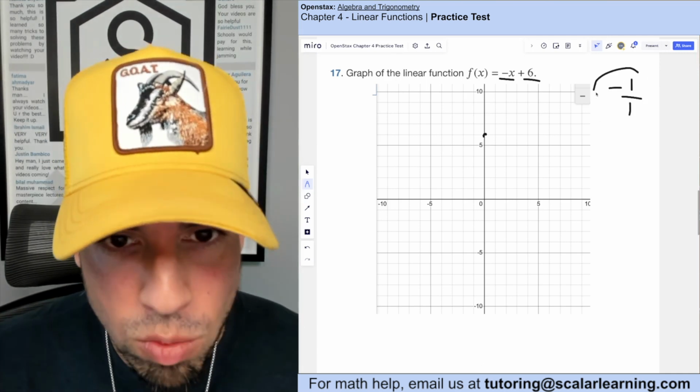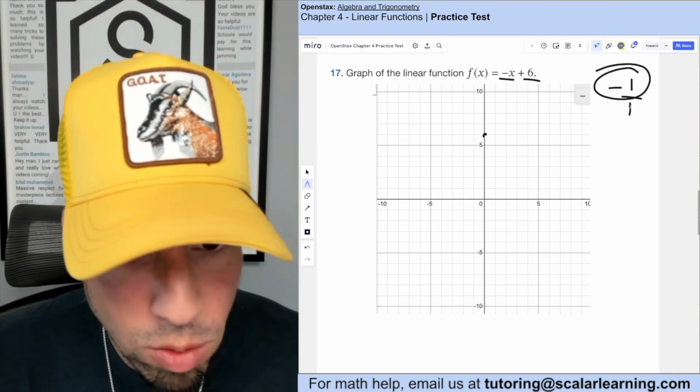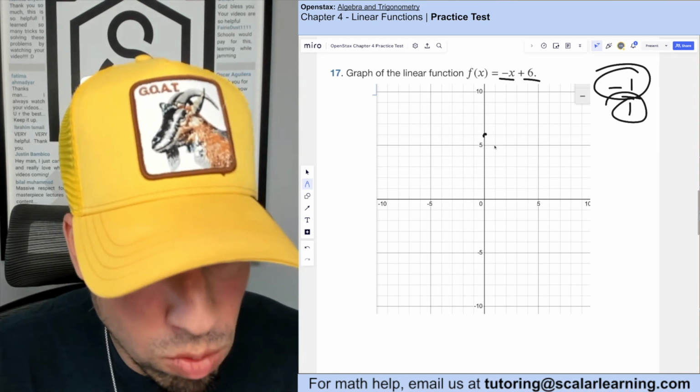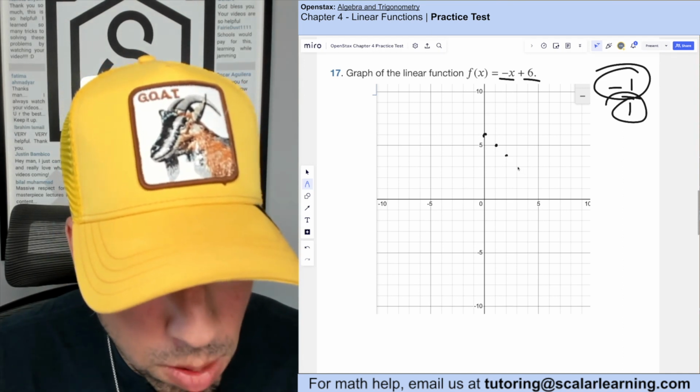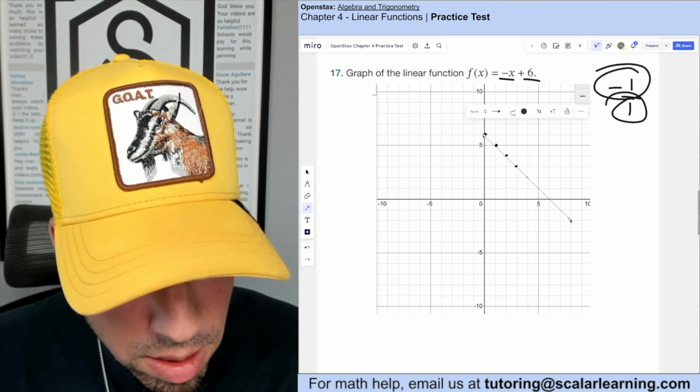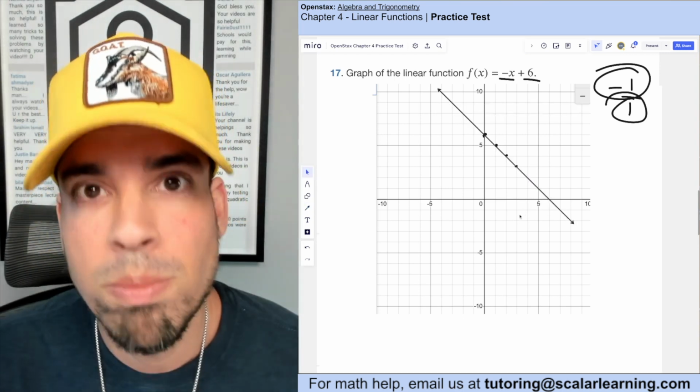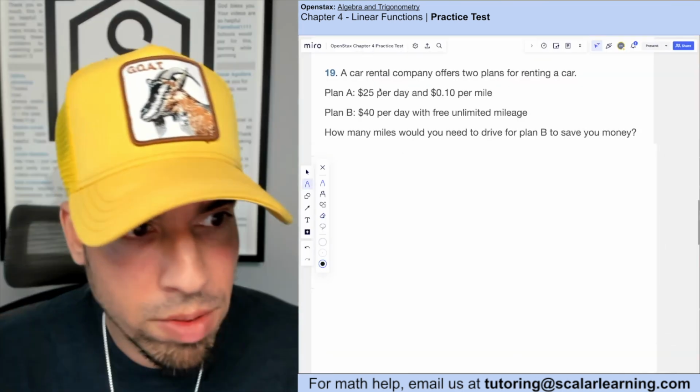So what does that mean? The rise is negative 1, so we go down 1. The run is positive 1, so we go to the right 1, like so. So boom, boom. Then we're going to connect the dots, and there's our final answer. Boom, done.